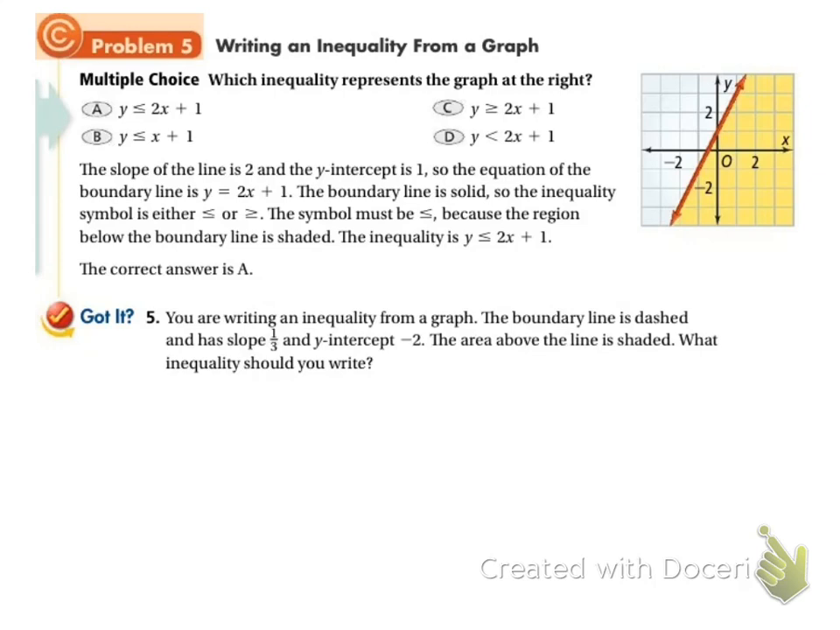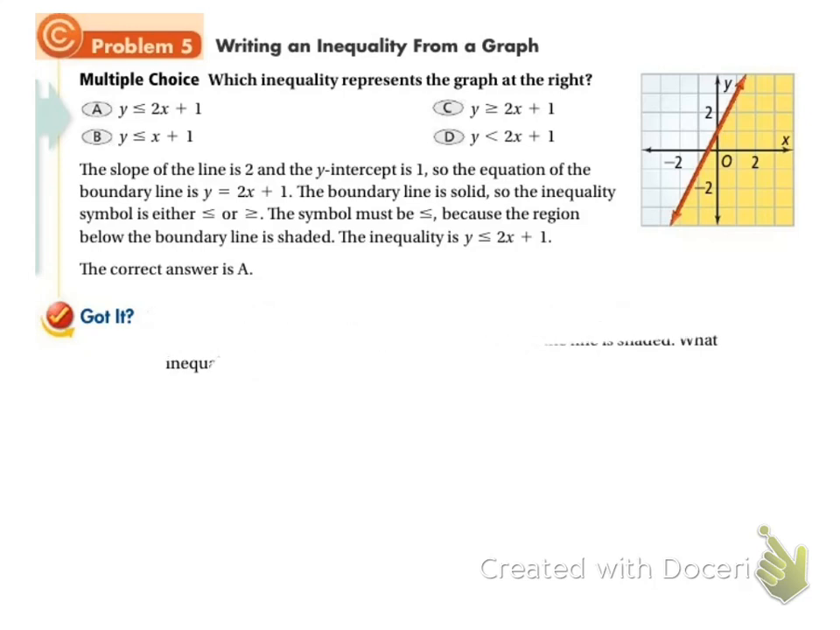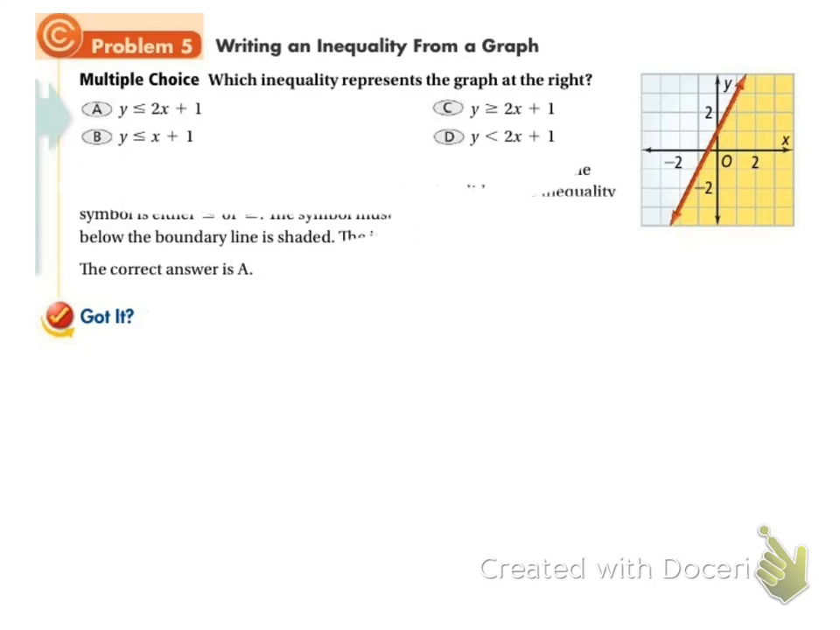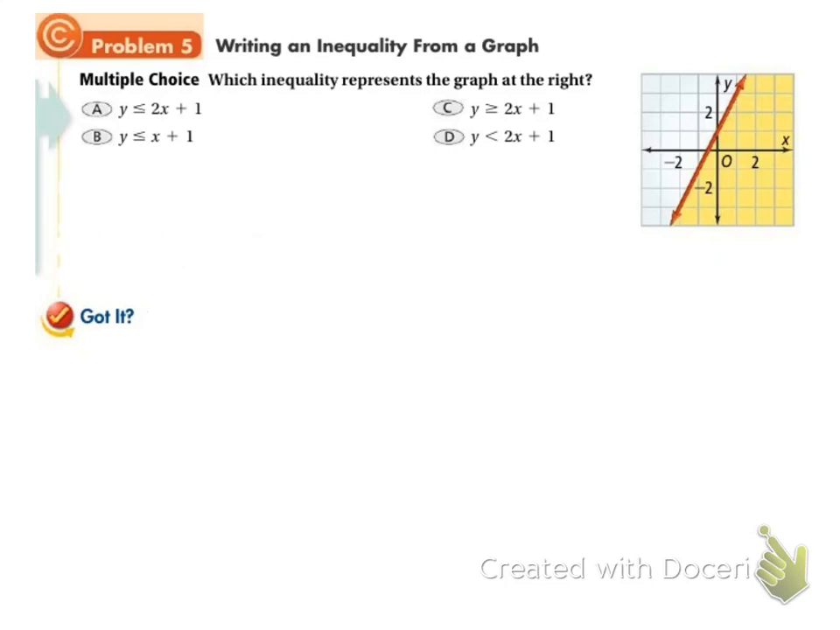Okay, now we're going to take this graph and we're going to write the inequality for it. So we're going to skip our got it problem down here. We're just going to go based off of their graph there. So what I'm going to do is write out y equals mx plus b, but I'm not going to use equals. Instead of an equals, I'm going to just put a box there because I don't know what inequality needs to go in.